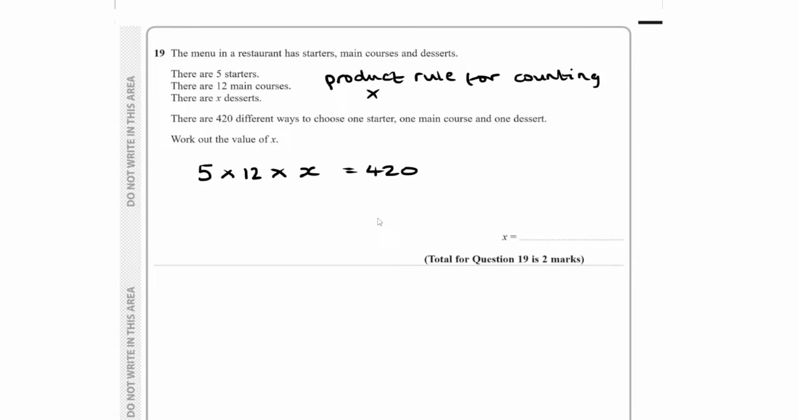So again, we're just creating equations. On the left-hand side, I'm going to multiply 5 times 12, which is 60, and then x, so 60x. Do you see how I could really easily solve that? That's why it's only 2 marks.